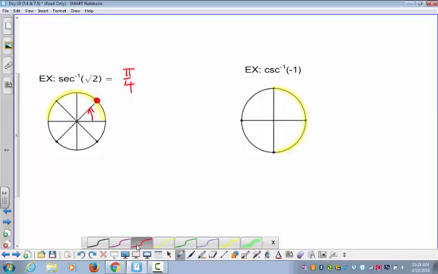The second one here says the angle on the right with a cosecant value of negative 1. That's the same thing as the angle on the right with a sine value of negative 1, because the reciprocal of negative 1 is negative 1. And that's right down here. That's where the sine value is negative 1. So that's minus pi over 2.